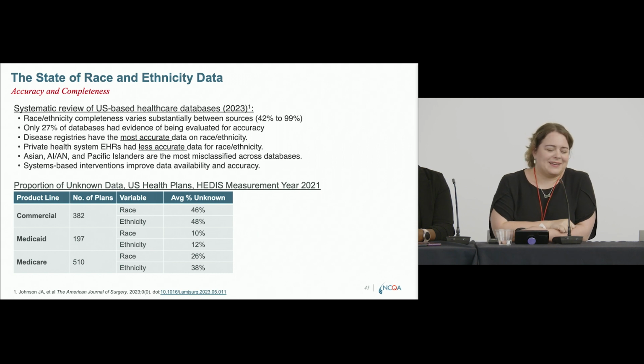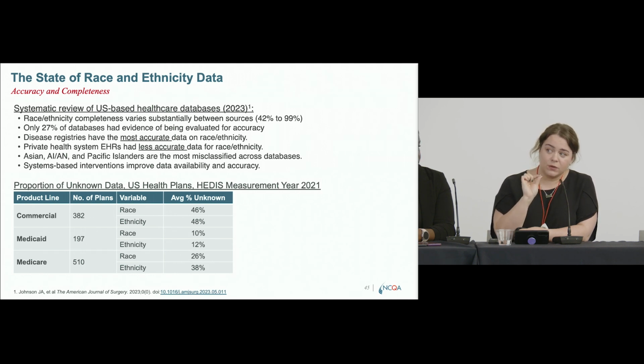So race and ethnicity data. This should be nothing new, but I find this 2023 survey incredibly enlightening. There was a systematic review of US-based healthcare databases, a mixture of research databases, EHR and EMR databases, large claims data assets, registries, and so on. It was looking specifically at the completeness and quality of race and ethnicity in all of those. It was something like 56 databases total. Completeness varied between 42 and 99% across those databases. Only 27% had any evidence that the accuracy of the race and ethnicity data was being validated or evaluated.